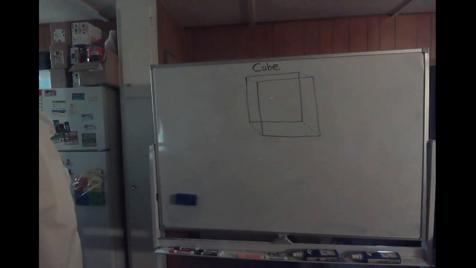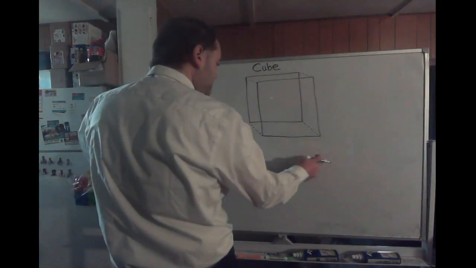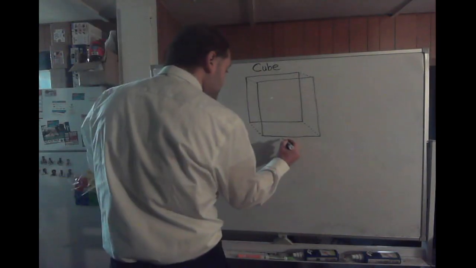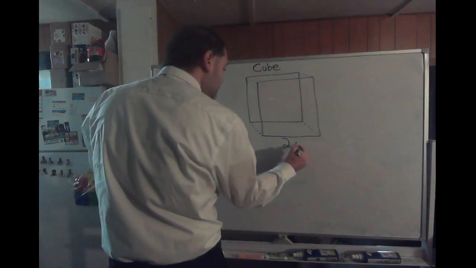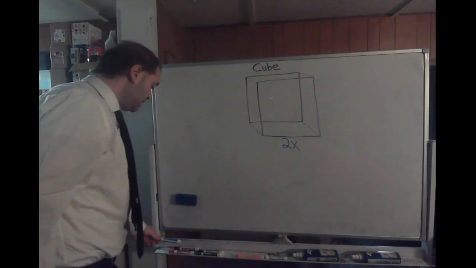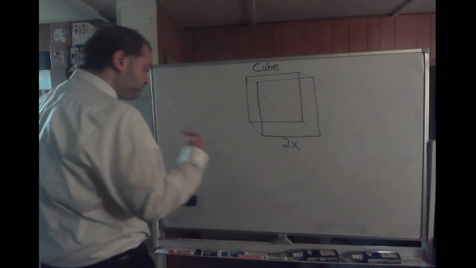Okay, let's see here. Let's say you have a length of 2x. So a side of the cube has a length of 2x. Well, let's go ahead and go for the volume first, right?